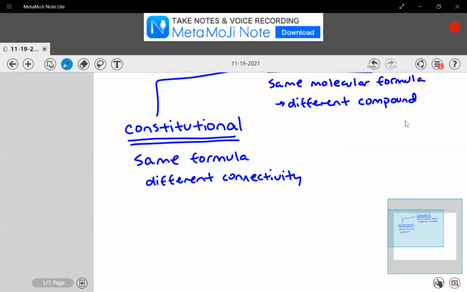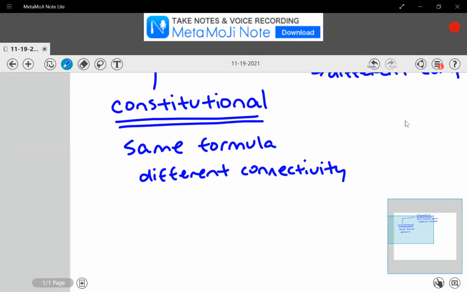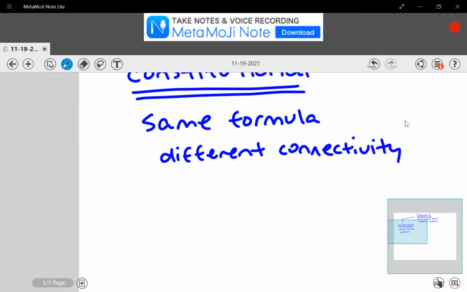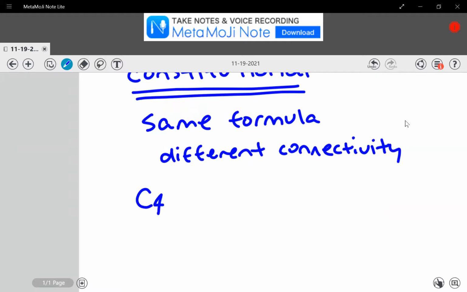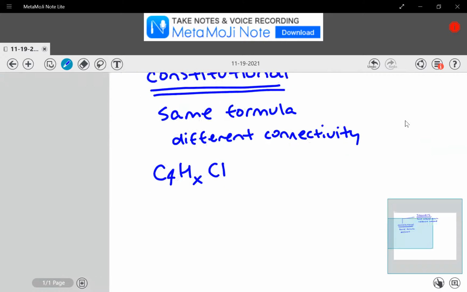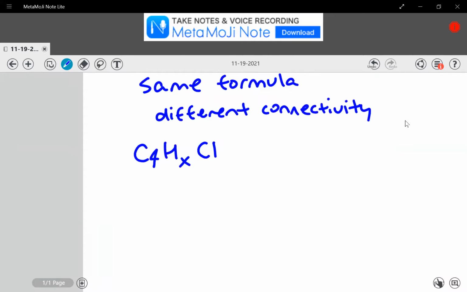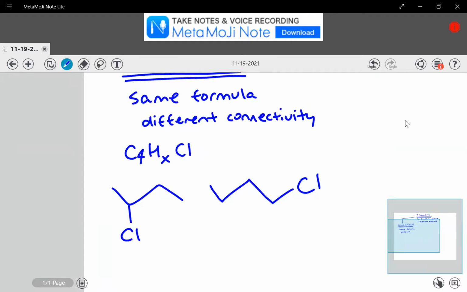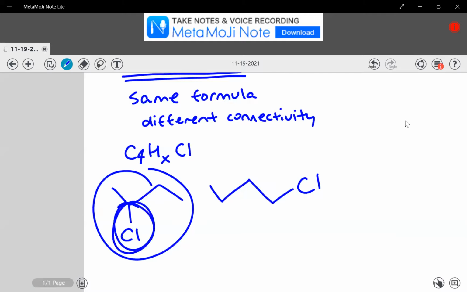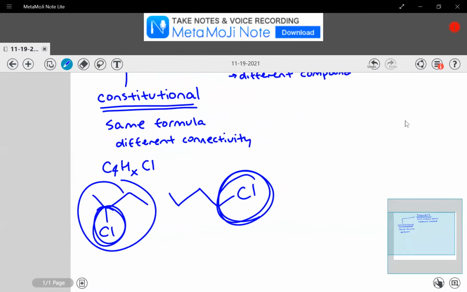Okay. What does this mean? Well, let's say we've got a C4H something, because I'm not going to count them, so just put an X and a Cl. Well, one way you can draw them. Another way. Here, the Cl is connected on this second carbon right here. And here, the Cl is connected to this last carbon. Same formula, different connectivity. Same name, different way of writing it.